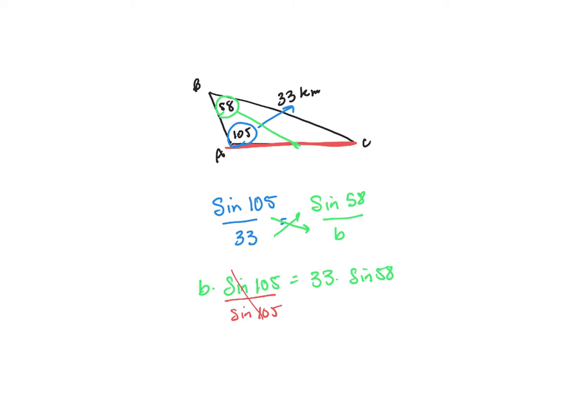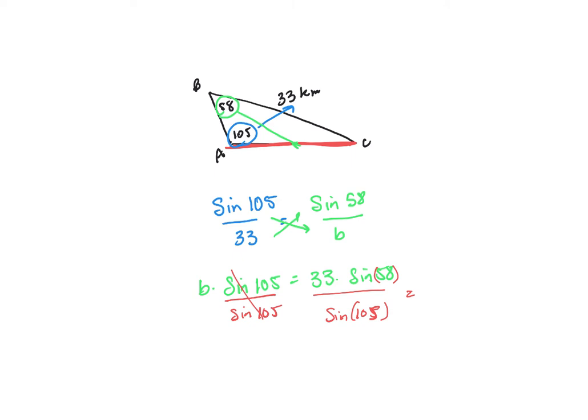Then I'm going to divide both sides by the sine of 105, and that would cancel that out. Then I can throw this whole thing into my calculator. Make sure you have parentheses around your angle measurements. 33 times the sine of 58 divided by the sine of 105. Oops, not 15. Excuse me.